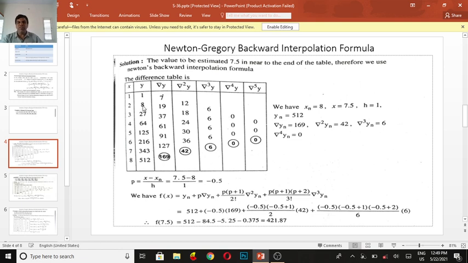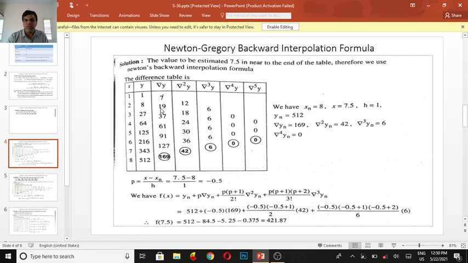Take the first difference, delta y naught: 8 minus 1 is 7, 27 minus 8 is 19, 64 minus 27 is 37, 125 minus 64 is 61, 216 minus 125 is 91, 343 minus 216 is 127, 512 minus 343 is 169. Observe the bottom of every column, see, 169.